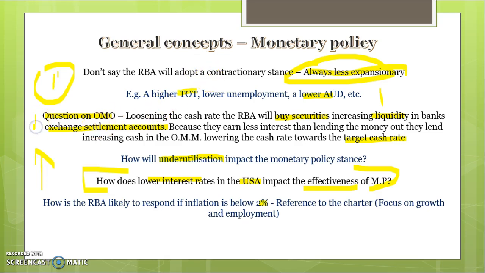More information when you go through open market operations questions. Underutilization is keeping wages down because supply exceeds demand, which is keeping the stance expansionary. Lower interest rates can affect the effectiveness of monetary policy through the exchange rate channel, and talk about the whole charter when you get questions about how they're likely to respond.